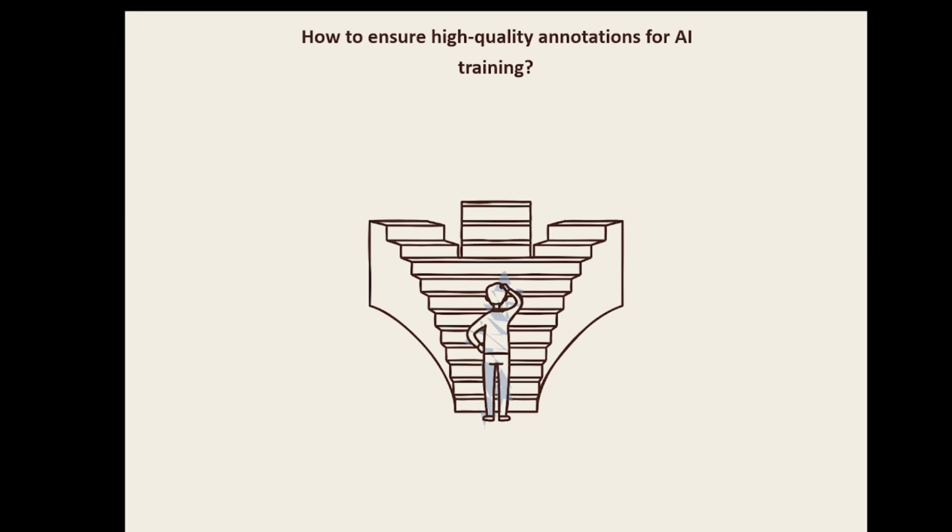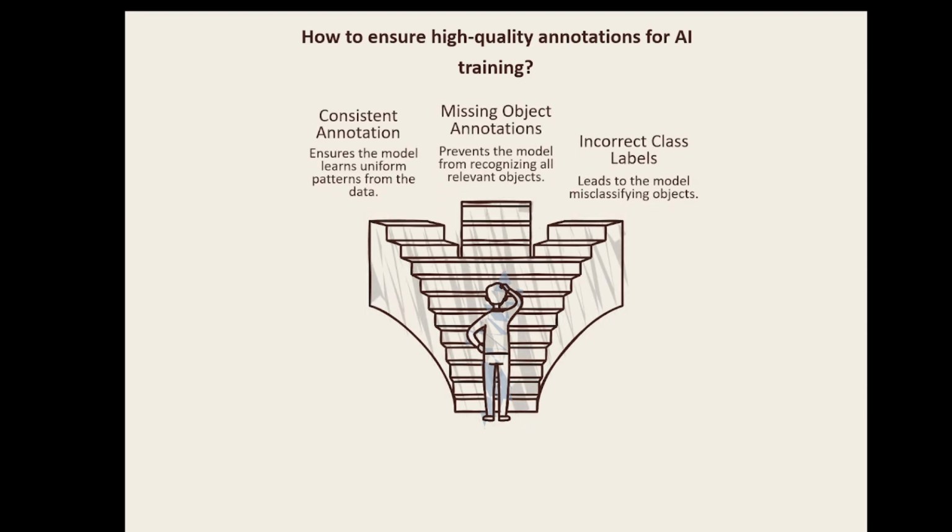AI doesn't learn from magic, it learns from the data we give it. Think of AI as a student. If you teach a student using wrong answers, incomplete notes, or inconsistent examples, can you expect them to score full marks? Of course not. The exact same thing happens with AI. The three major annotation mistakes that ruin datasets are inconsistent annotation, missing object annotation, and incorrect class labels. So let's look at each one by one.